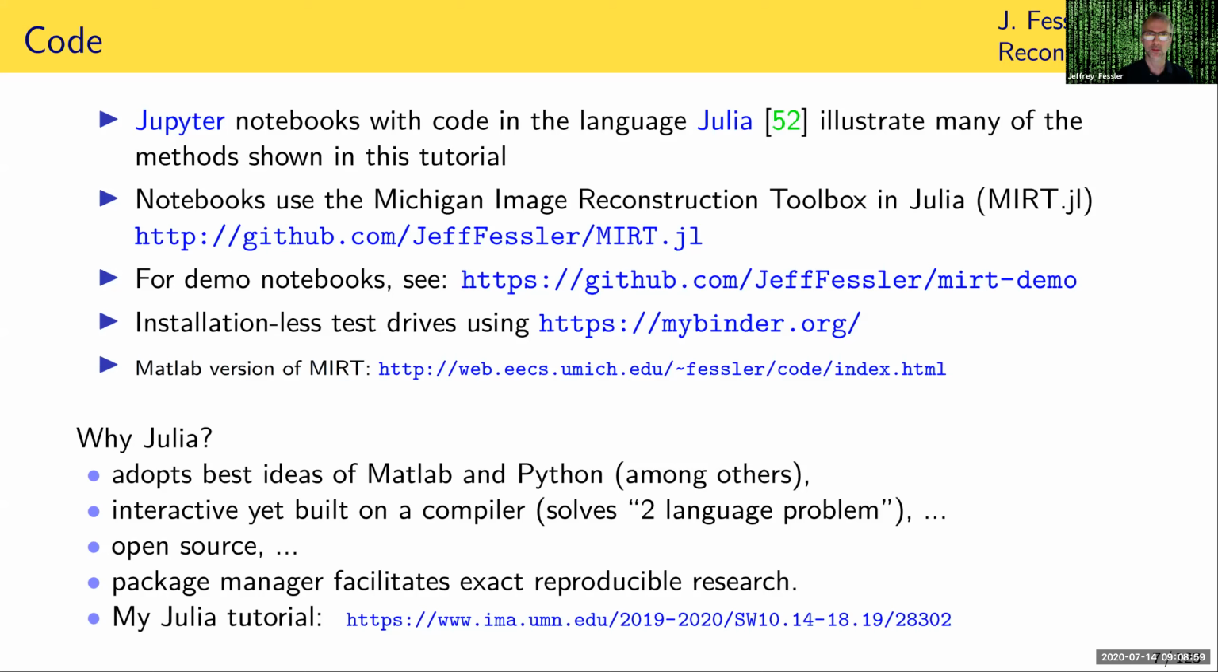I particularly like the way the package manager allows you to have very reproducible research. So these binders that I've created here are pinned to specific versions of the toolbox. So even though I continue to upgrade the toolbox, those demos should continue to run because they will use the Git version corresponding to what I was using at the time I created those demos. So that's really great for reproducible research. And if you want to learn more about Julia, I gave a tutorial about it at an IMA workshop on computational imaging last fall, which seems like ages ago now. Specifically for computational imaging, I discussed why I like it there. So that's a little plug for Julia there.